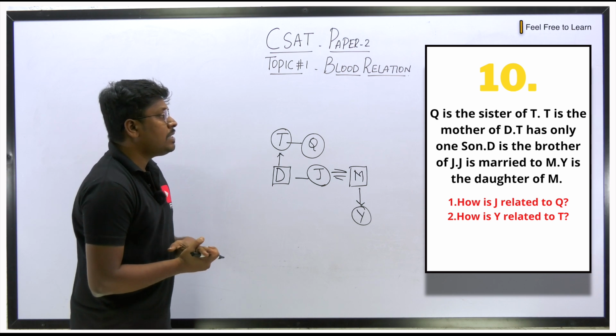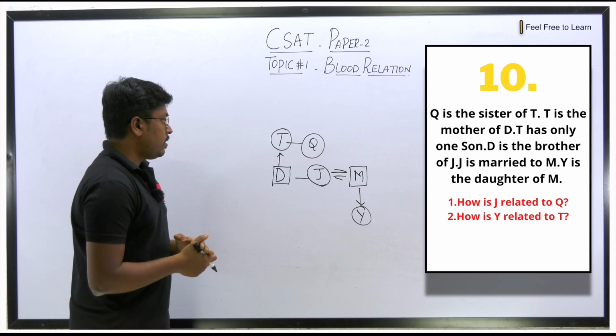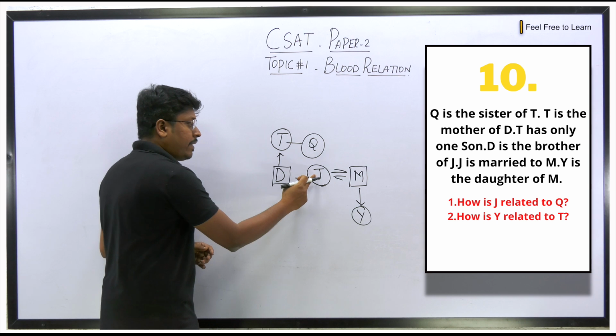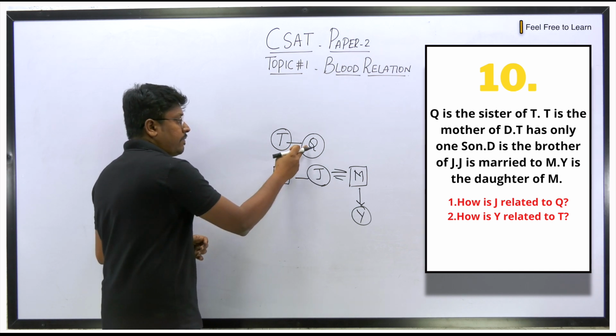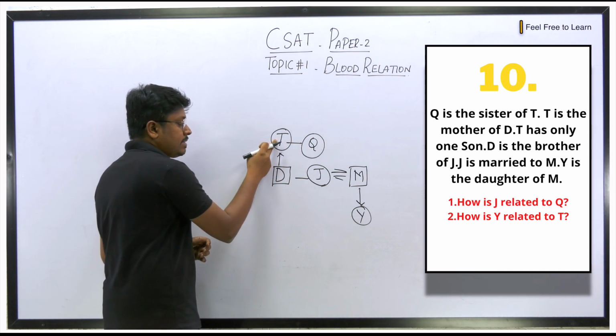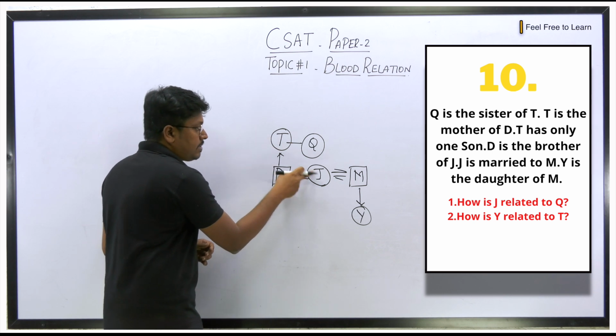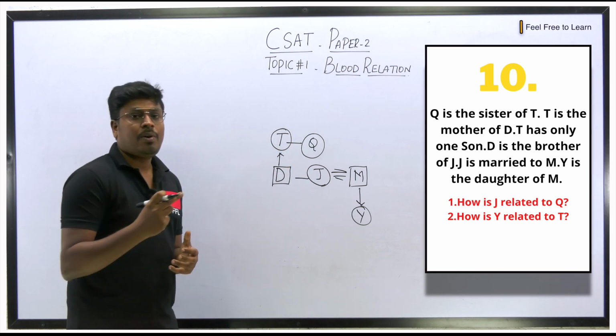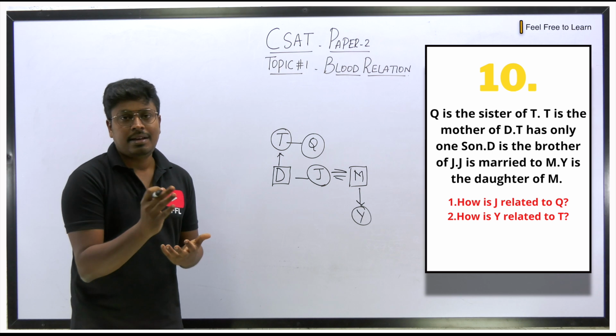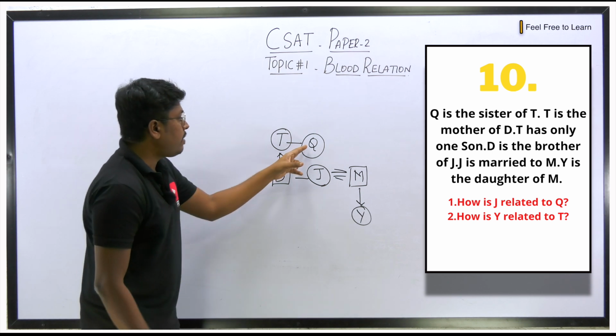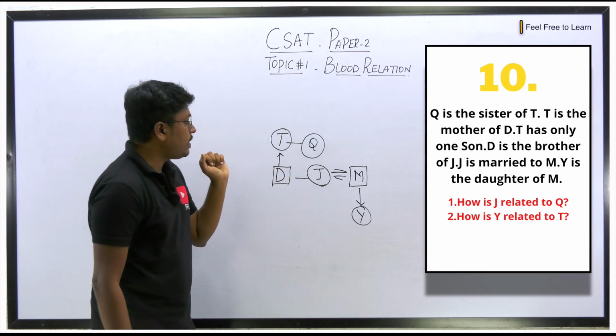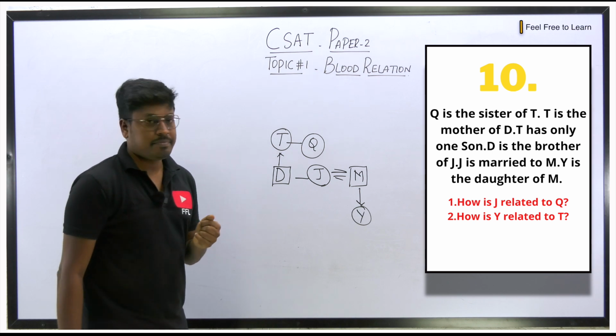So first, how is J related to Q? From Q, our target is to find what is the relation of J. From Q, T will be the sister. Sister's daughter is J. Sister's daughter should be called niece if it is a girl, nephew if it is a boy. So here, from Q, the relationship of J will be niece. Got it?